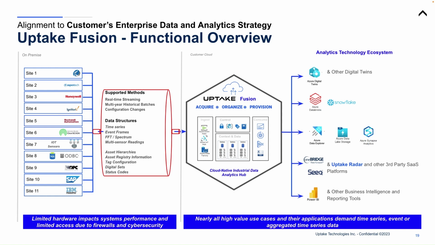A couple of things that make us very unique is that, one, we have first-party connectors to a lot of the sources that you see on the left-hand side over there. There are some that we're still working on that we should have by this year. But those first-party connectors allow us to do some interesting things, such as have very low latency for real-time streaming data. It allows us to do multi-year historical batches that can be different for different tags depending on the use case.